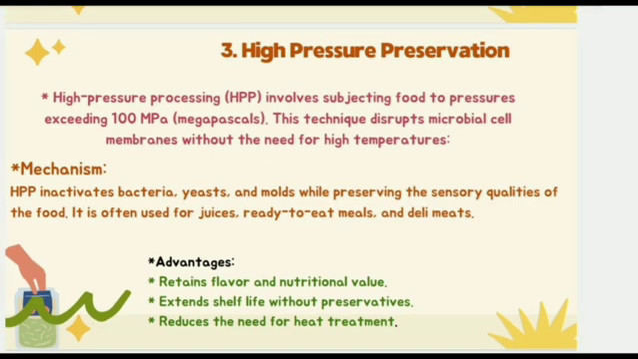High pressure preservation. High pressure processing involves subjecting food to pressures exceeding 100 MPa, megapascals. This technique disturbs the microbial cell membrane without the need for high temperature. Now let's see about its mechanisms. HPP inactivates the bacteria, yeast, and mold while preserving the sensory quality of the food. It is often used for juice, ready to eat meals, and deli meats.